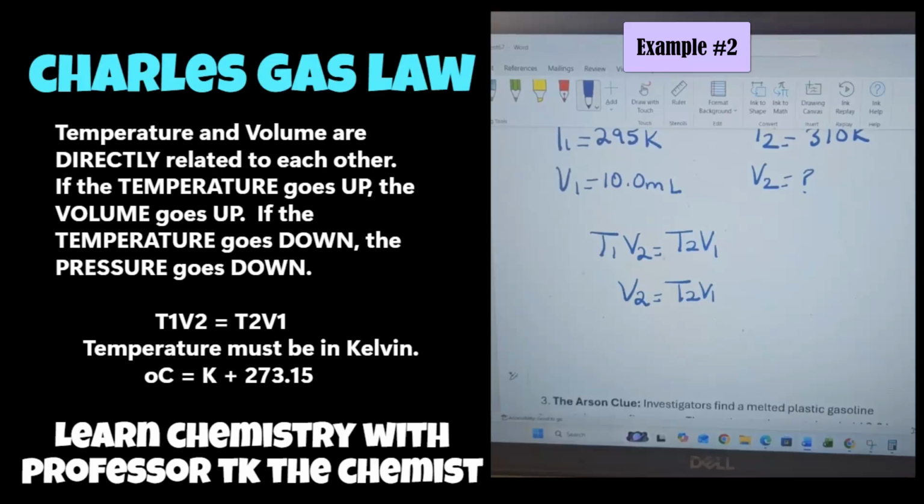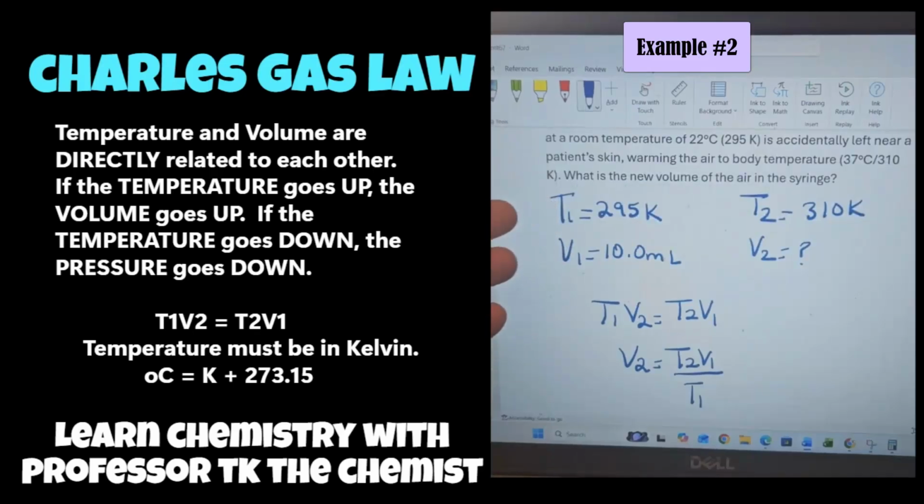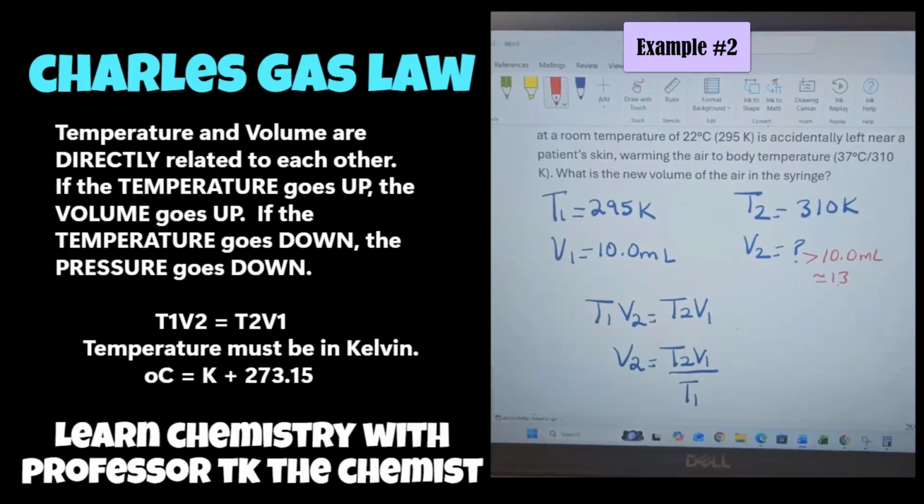Okay. Now, y'all know we're going to do a guesstimation of our answer, so that way we'll know if we're on the right track. So here's what you've got. The temperature roughly increased just a tiny bit. So because it went up just a little bit, the volume is going to go up just a little bit. I'm just going to make a prediction that, of course, the predicted answer is going to be greater than 10.0 milliliters. I'm going to say it's going to go up roughly to about 13. Just a little bit. It's not going to go up that much.